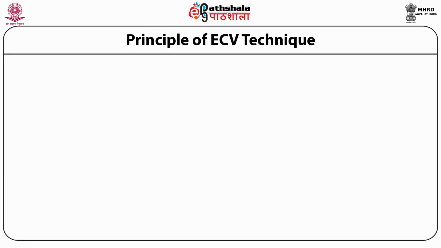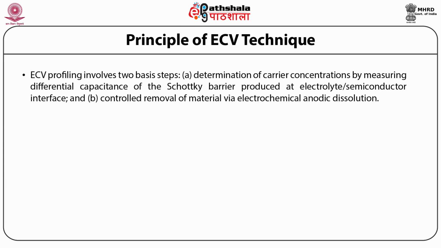Principle of ECV technique. ECV profiling involves two basic steps. A. Determination of carrier concentrations by measuring the differential capacitance of the Schottky barrier produced at the electrolyte semiconductor interface, and B. Controlled removal of material via electrochemical anodic dissolution. Both steps are repeated to obtain variations in the carrier concentration with depth.